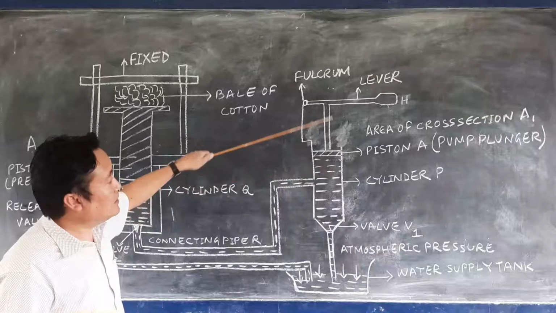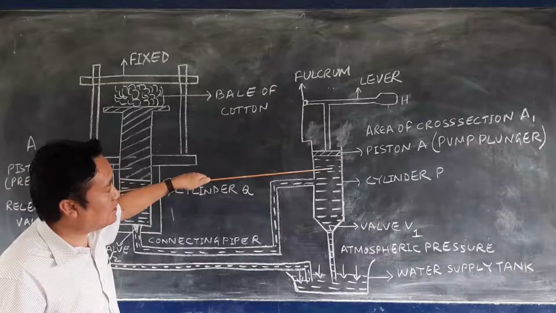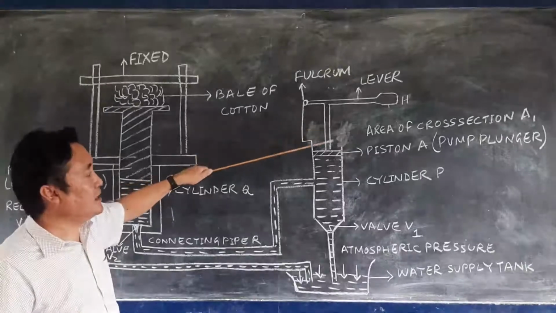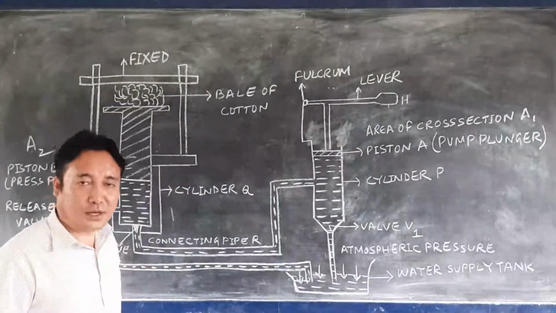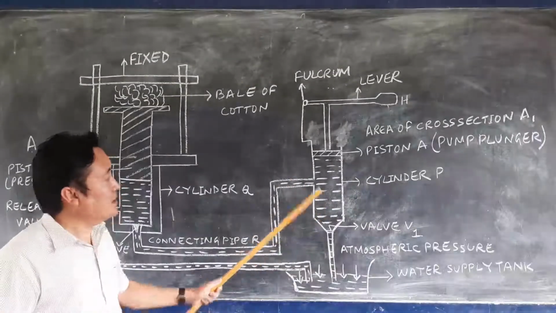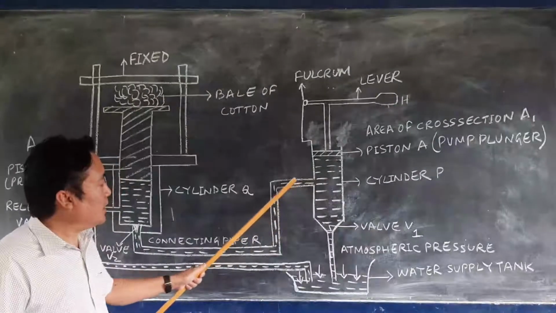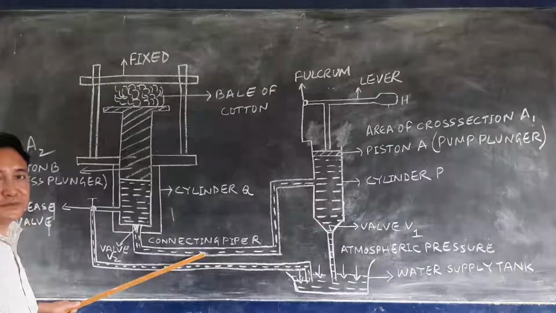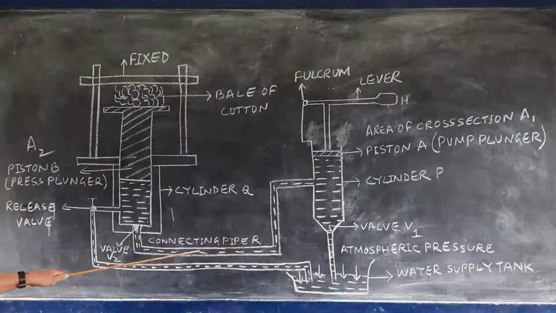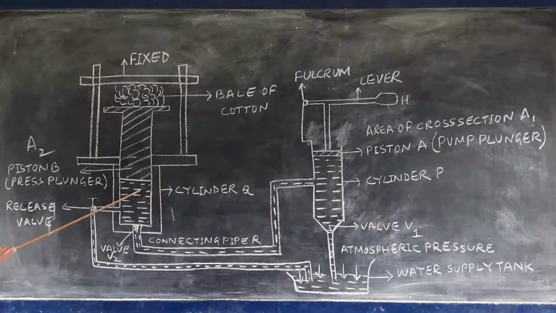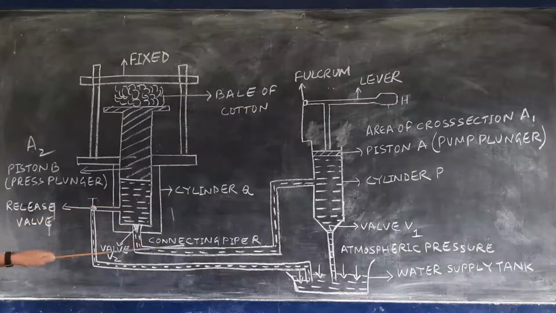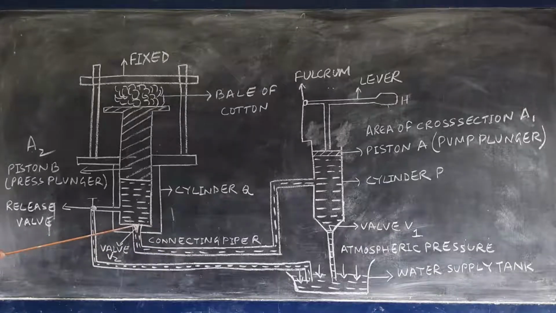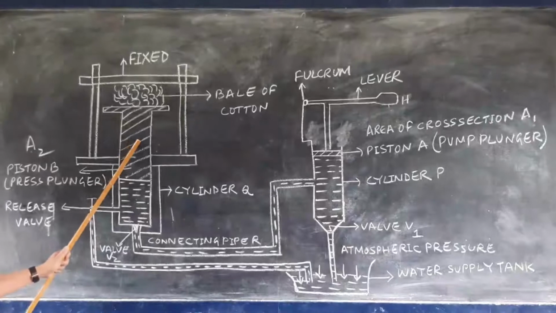A small force. That means when you press it down, the force will be exerted by this handle, and pressure is exerted in this water which is present in the cylinder P, and through that pressure, the water will move through this connecting pipe. In this connecting pipe, the pressure will be more than the pressure in the cylinder P, and due to that greater pressure in this connecting pipe, the valve V2 opens. When the valve V2 opens, the water through this connecting pipe will enter this cylinder Q, and therefore the upward force will be exerted here.